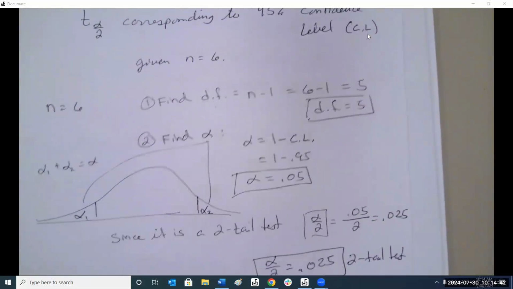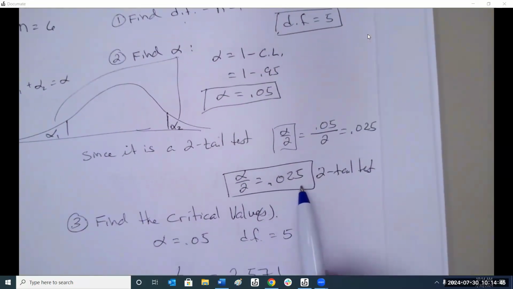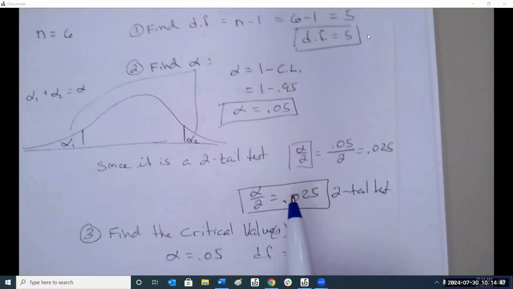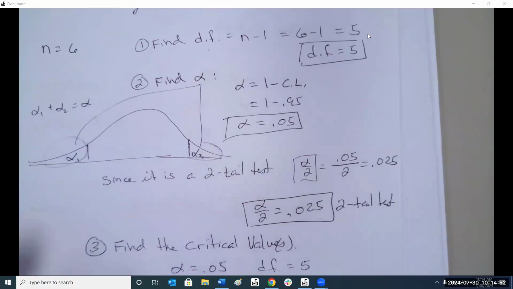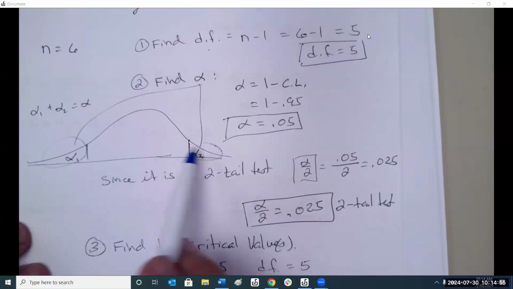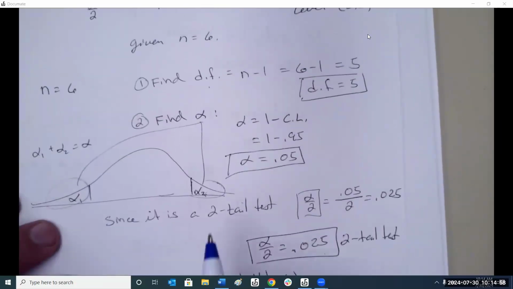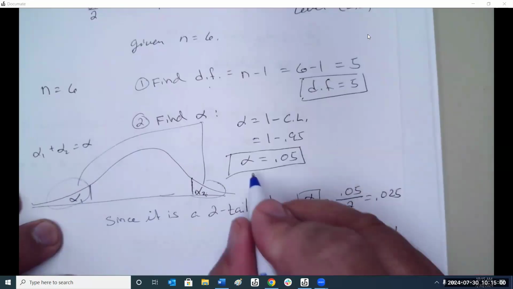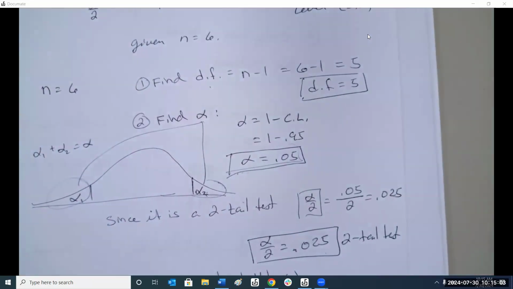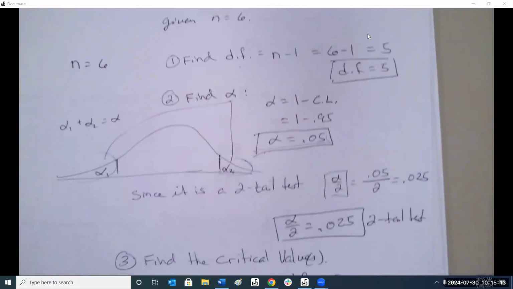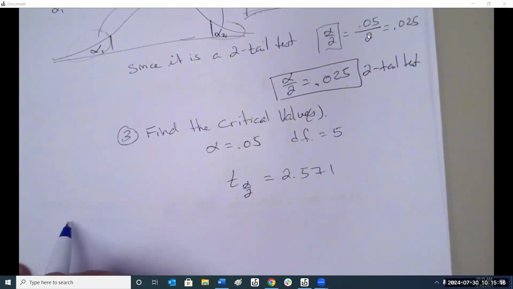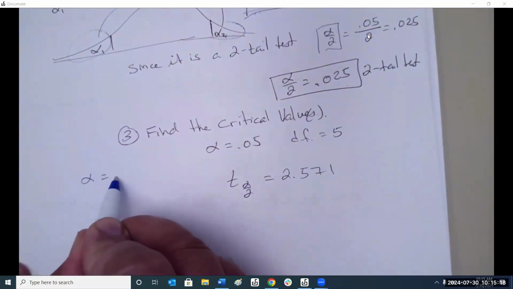Again, why didn't we use 0.025? Well, because this tells us the size of each tail. We don't know exactly where it's going to fall because it's a two-tailed test. All we do know is in our case, alpha is 0.05. That's what we use, and that's why it distinguishes whether it's a one-tail or a two-tail test. Overall, the alpha is 0.05.